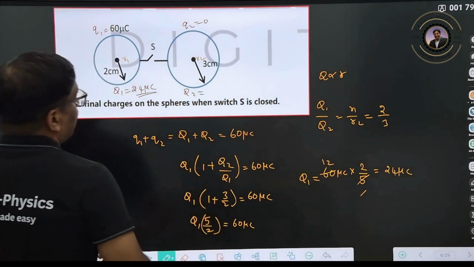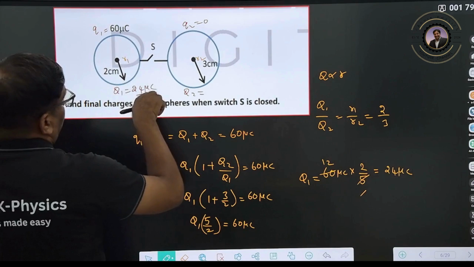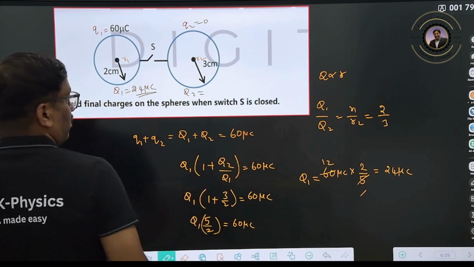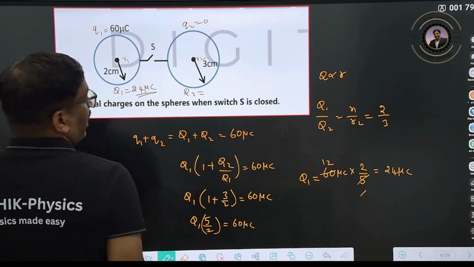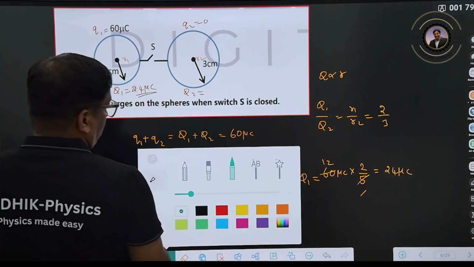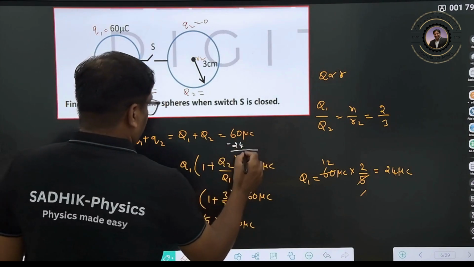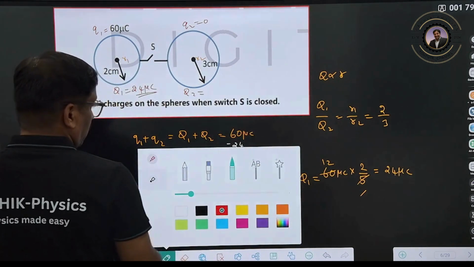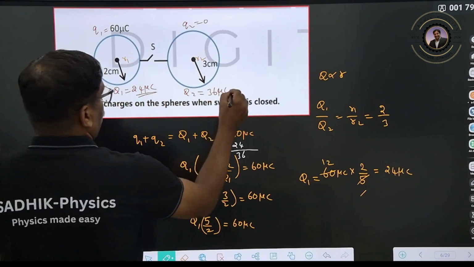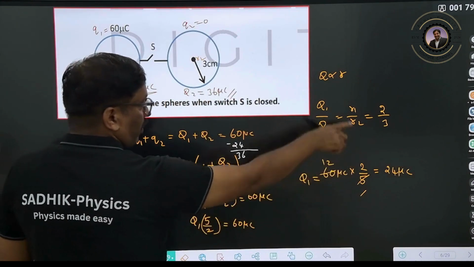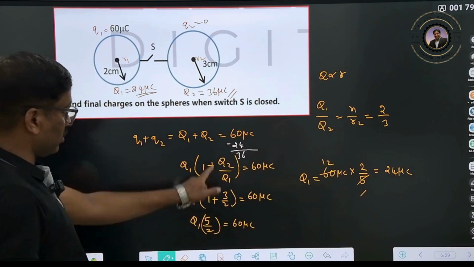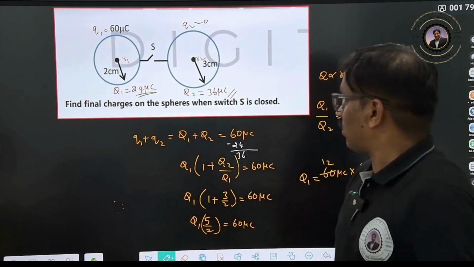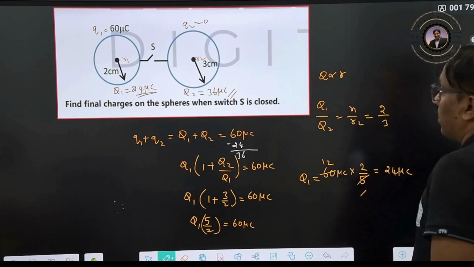So, in this one, how much will the remaining charge be? Similarly, you can calculate it for this one, or Q1 I already know, therefore 60 minus 24. How much will it be? Minus 24, this is 6, this is 5, therefore 36. Therefore, it will be 36 microcoulomb. So, you can solve this one by using this method, the same method, right. So, clear? In this way, you need to solve the problem.